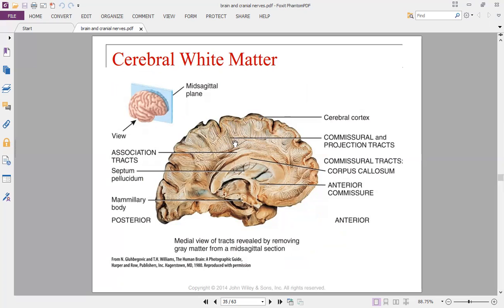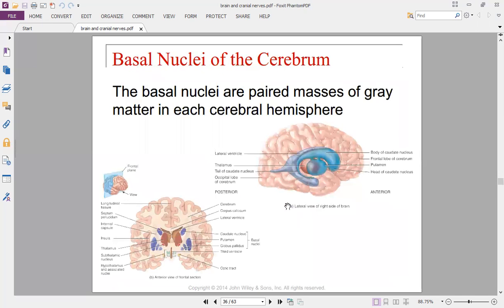So commissural projection fiber tracts can be seen here. We discussed how they are connecting the different parts of the cerebral hemisphere together. There are commissural tracts here. Corpus callosum can be seen. This is the corpus callosum. There's an anterior commissure here. Association tracts can be found here. Septum pellucidum is found here. Mammillary body. This is the mammillary body. This was a mid-sagittal section, anterior to posterior.